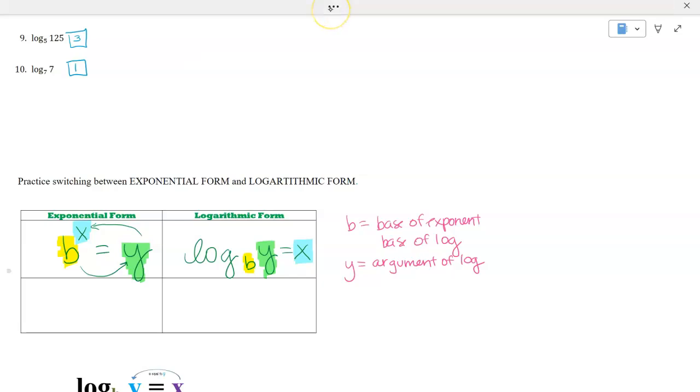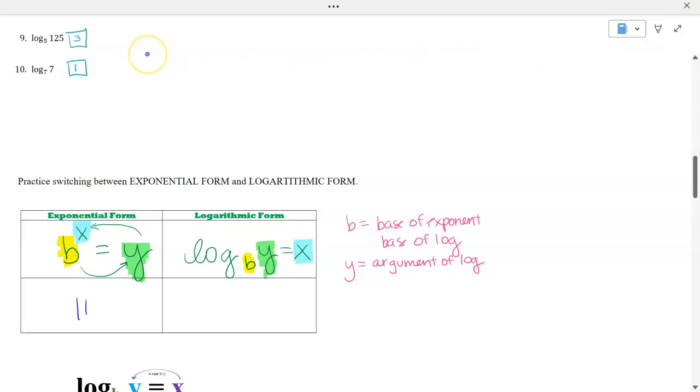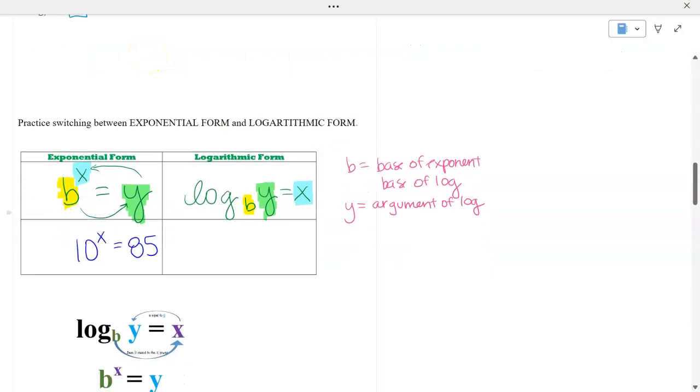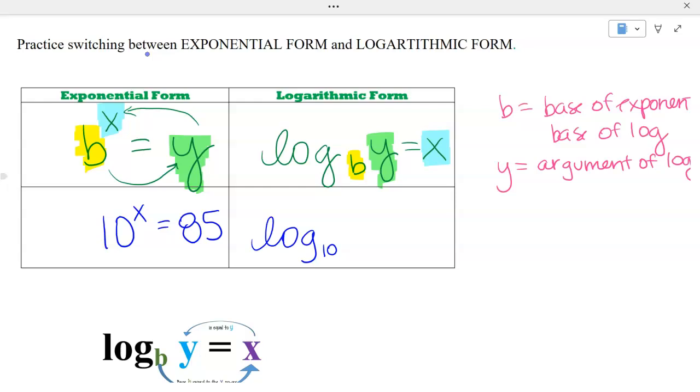So let's go through an example here of what this looks like. If we end up having 10 to the x equals 85, we want to take that basic exponential equation and write it in log form. So we would say log, and our base of our exponent becomes the base of our log, and we reach across the equation to grab our argument. So log base 10 of 85 is going to equal whatever our power is, which is x.